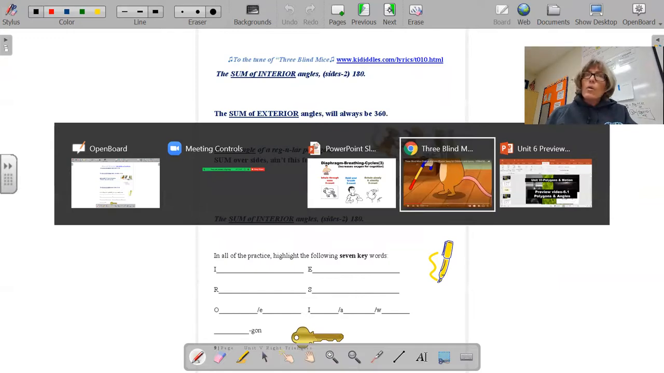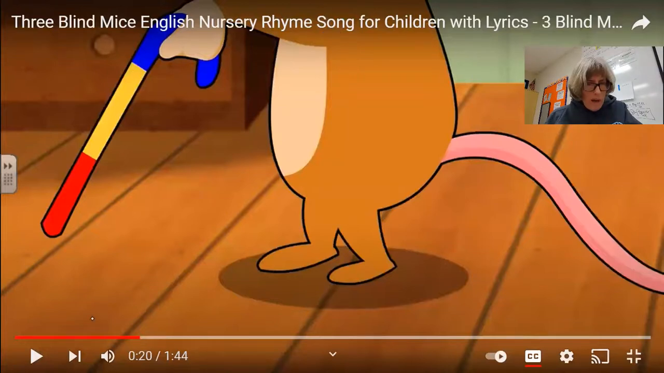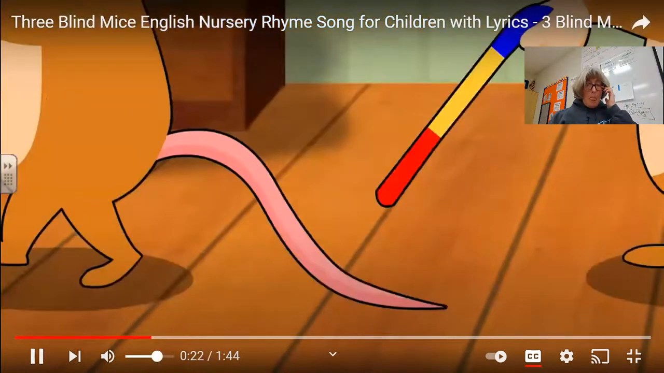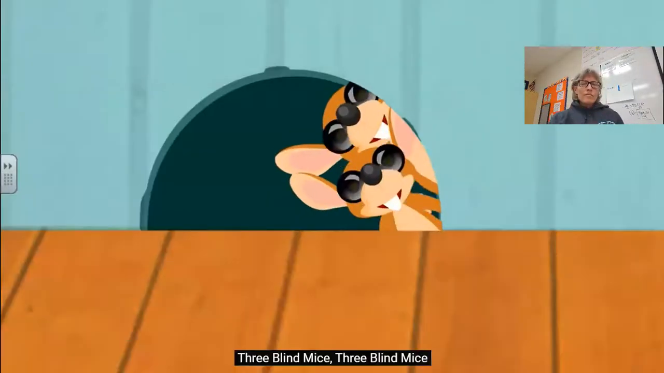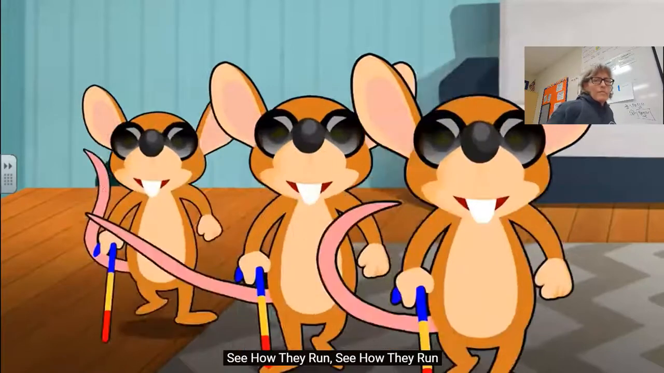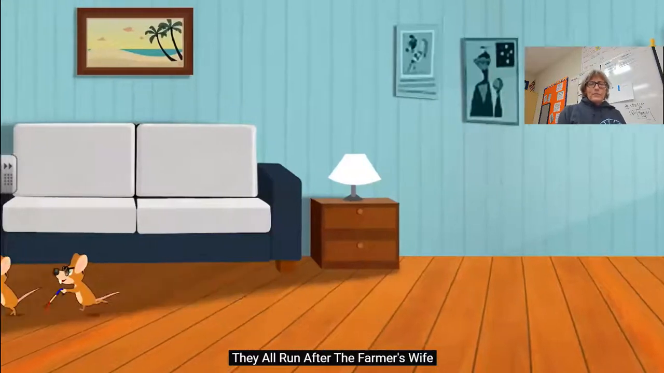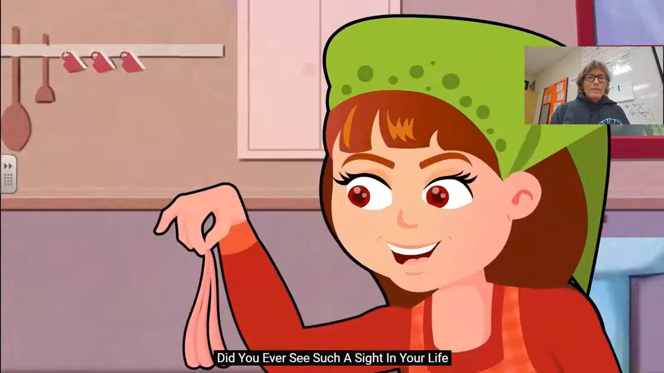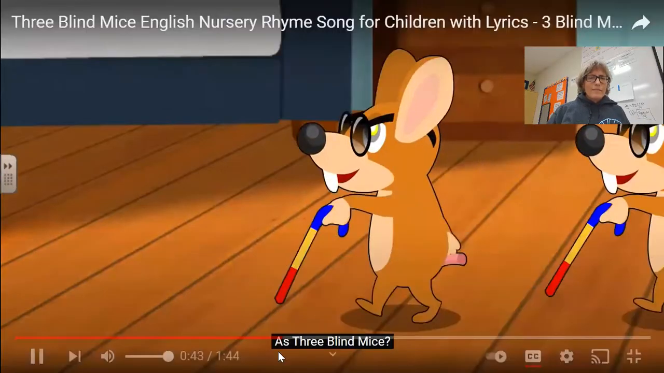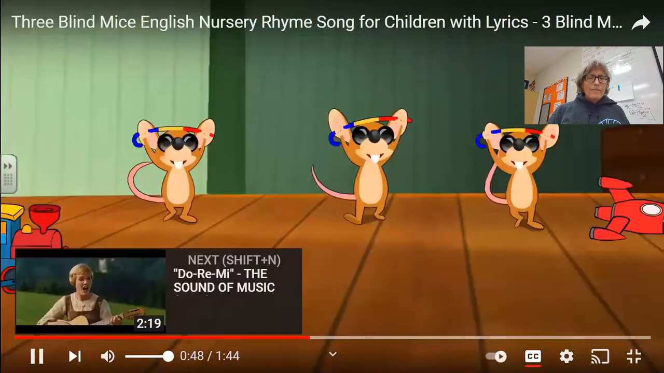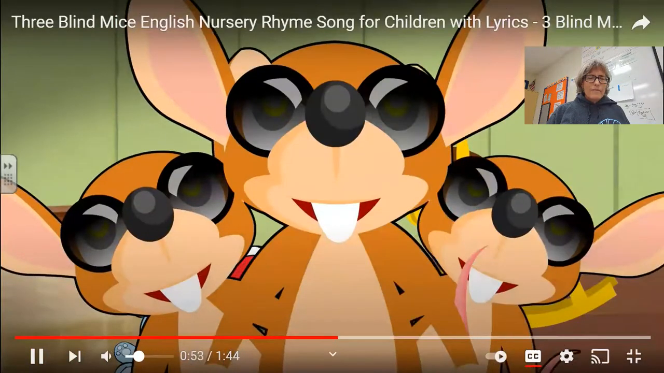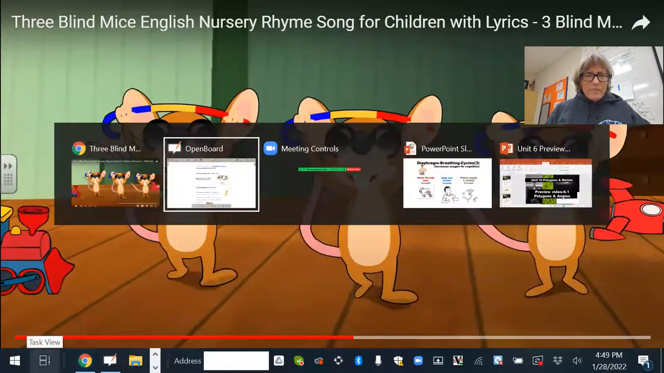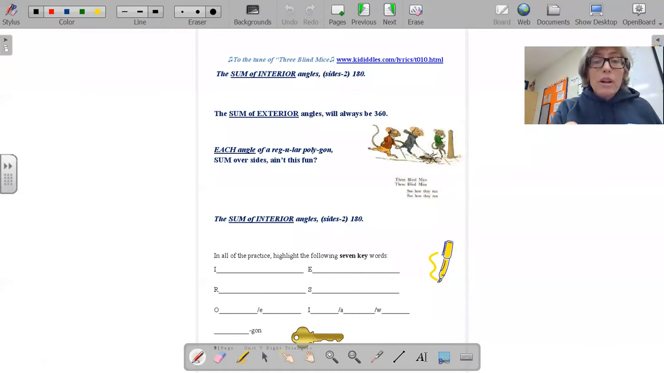To help you remember this, we've got a jingle based on a nursery rhyme called Three Blind Mice. Just in case you've never heard it before, it's a little on the gruesome side, as are many fairy tales, but the jingle will get stuck in your head, which is exactly what I want. Here is the Three Blind Mice song. In about 45 seconds from now, you will be singing, my friends. Yes, you will be. Ready?